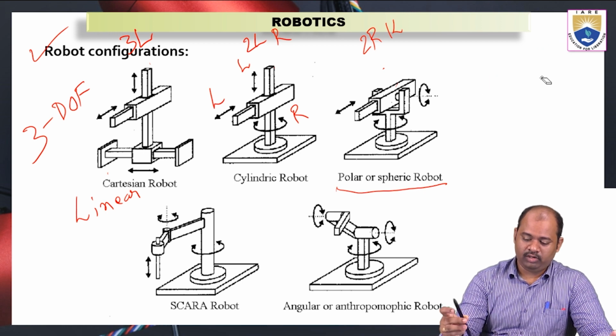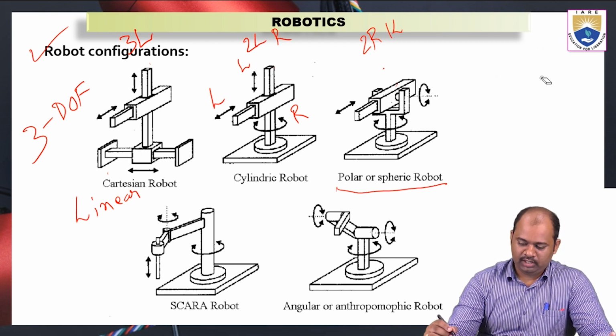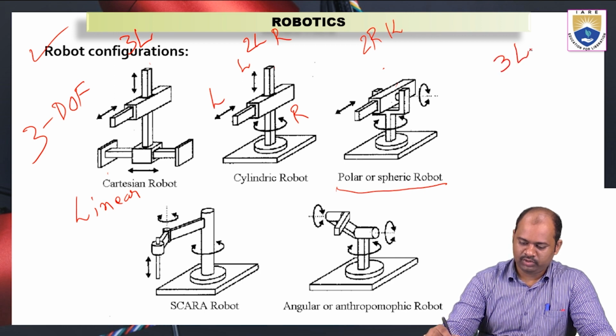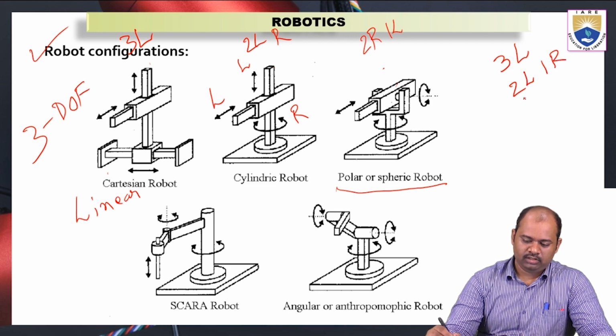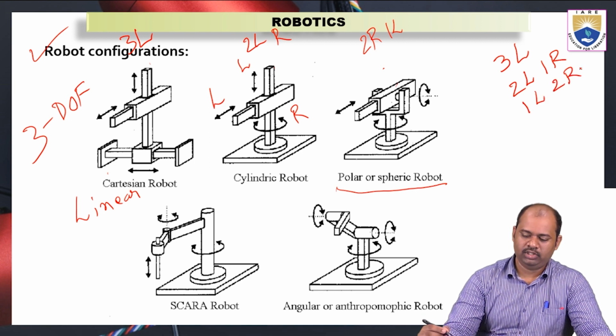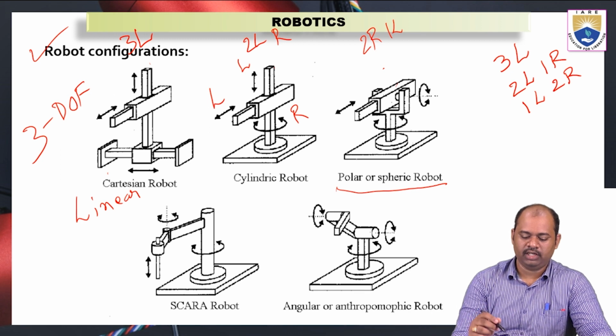Now I will write the different combinations. The first one is 3 linear motions. Second one is 2 linear and 1 rotation. Third one is 1 linear and 2 rotations. So this is how we should remember all these configurations.